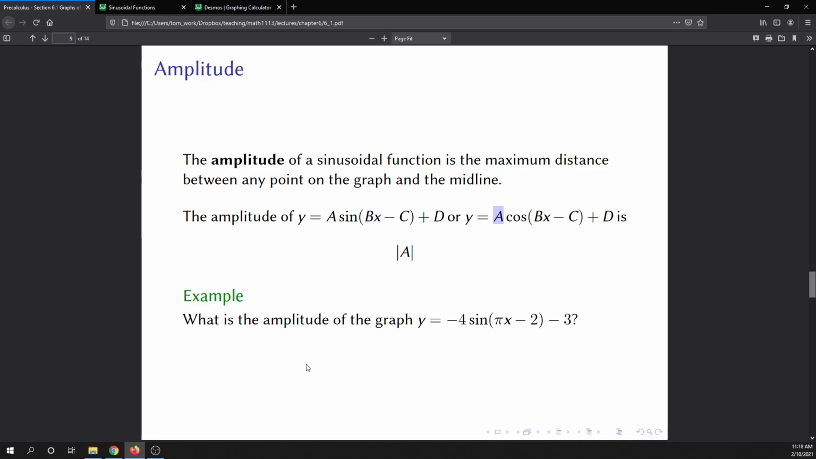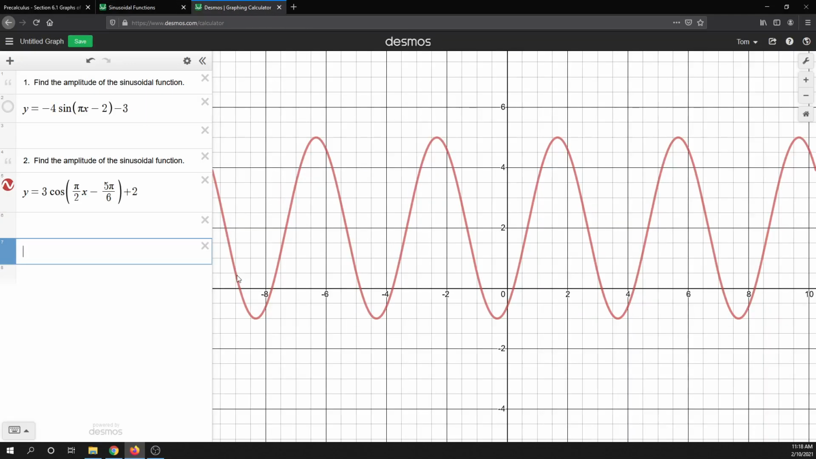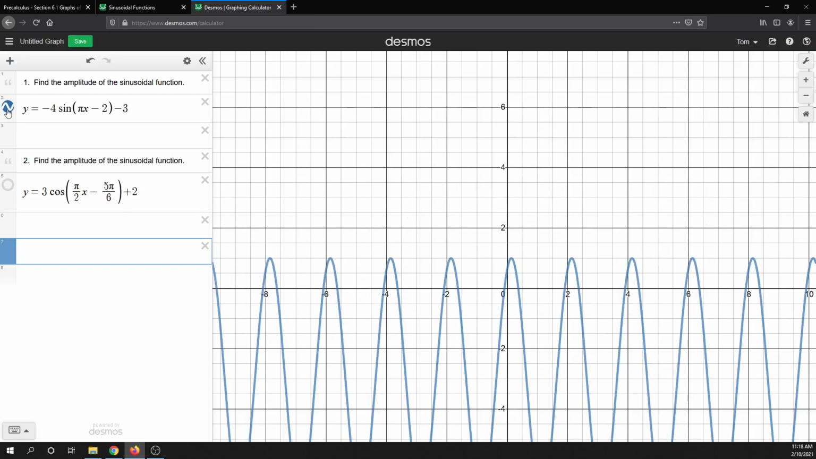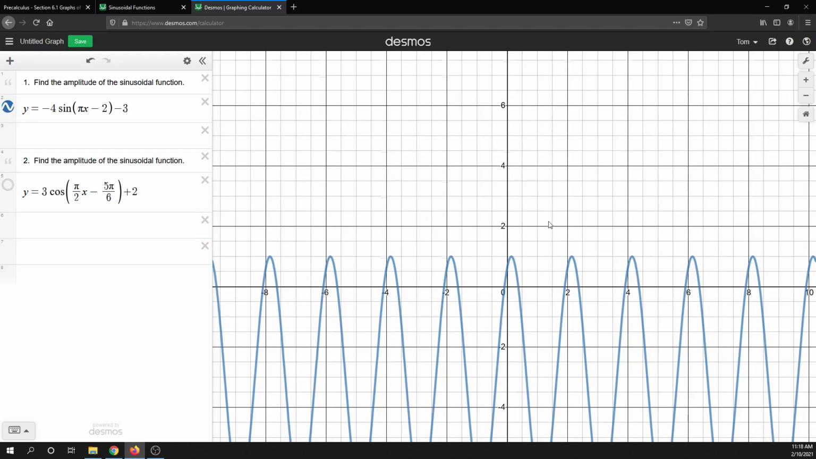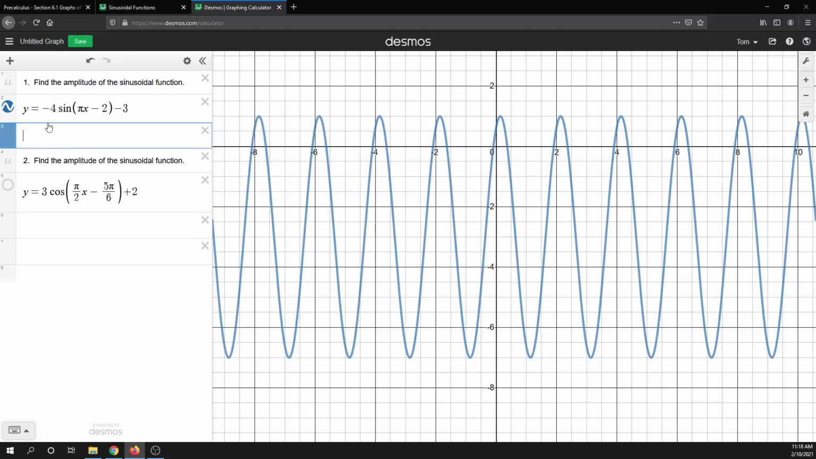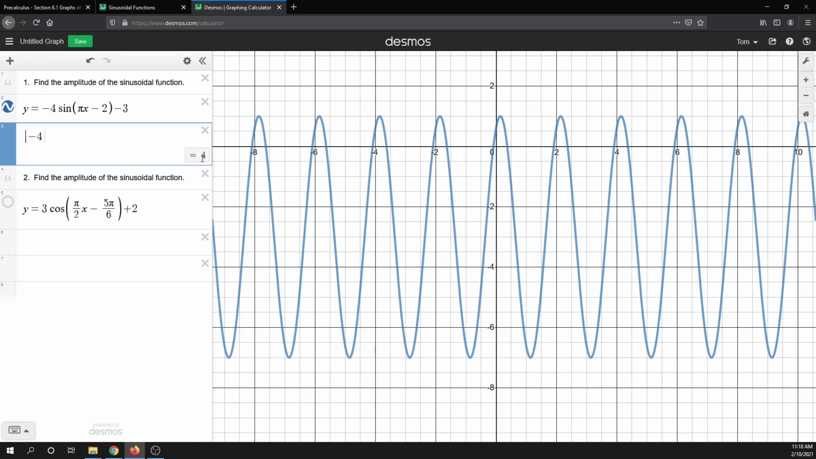Okay. Let's take a look at a couple of examples for finding that. It's really easy if you have the graph. Let's do this one first. The amplitude on this one, y equals -4 sine(pi x minus 2) minus 3, would be the absolute value of -4, which is +4. So that's the amplitude. You can see that pretty easily if you have the formula in standard form. It's pretty easy to spot.